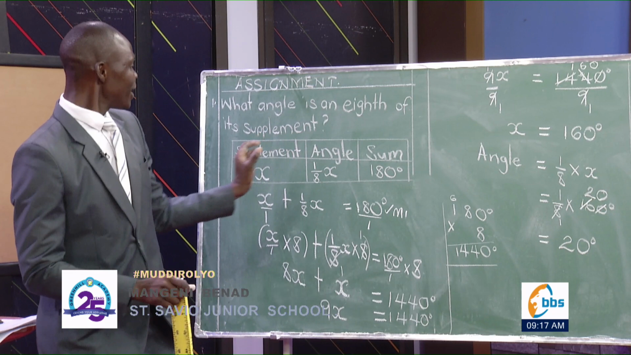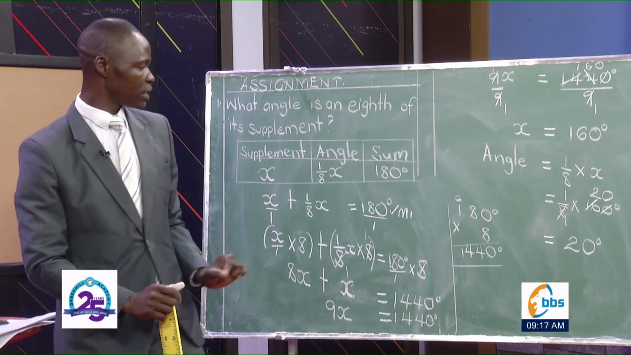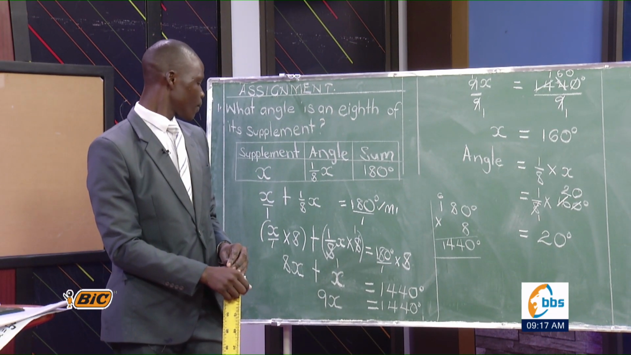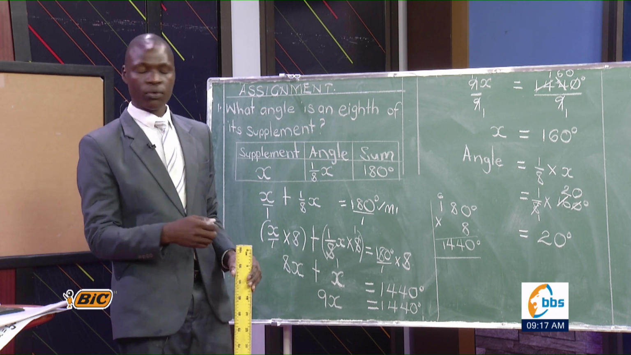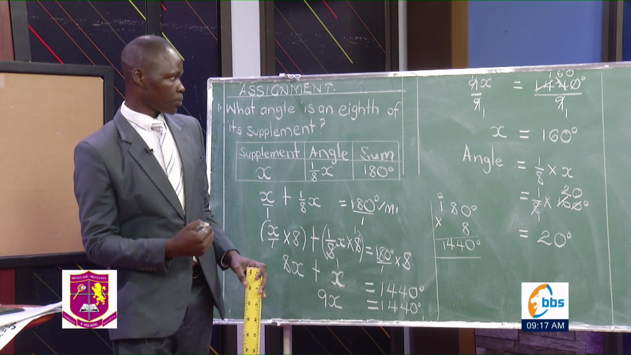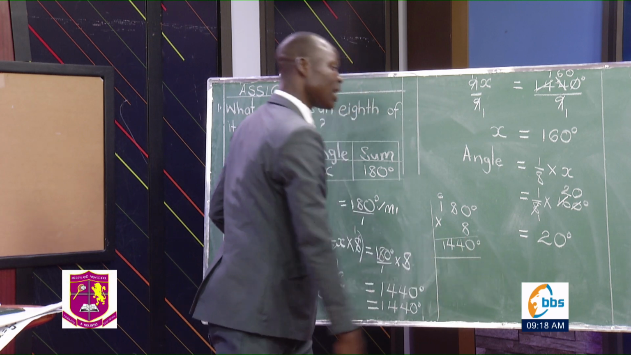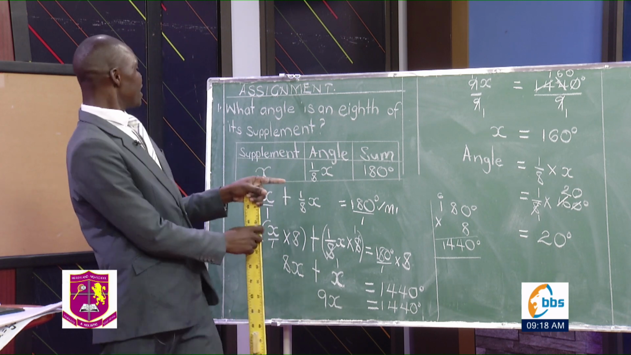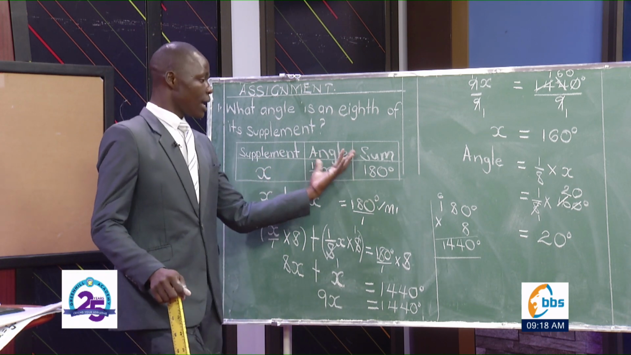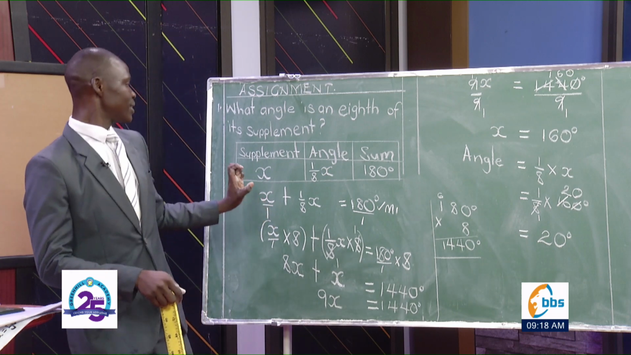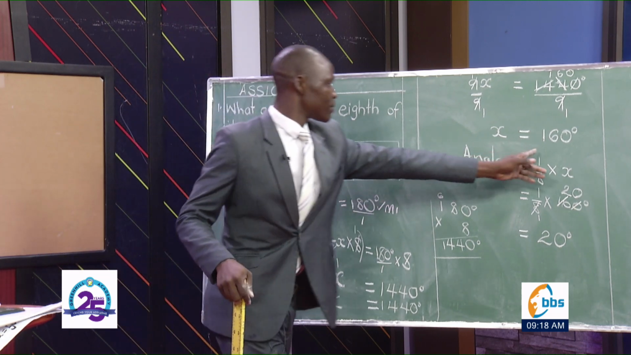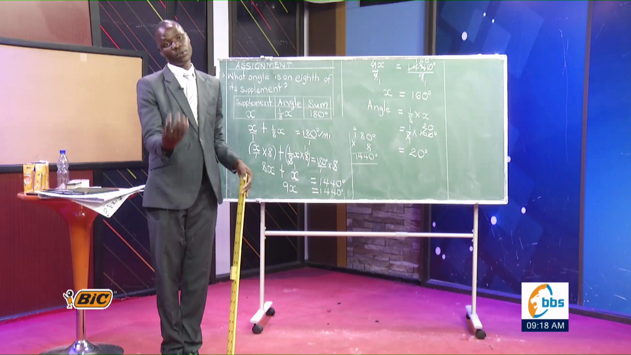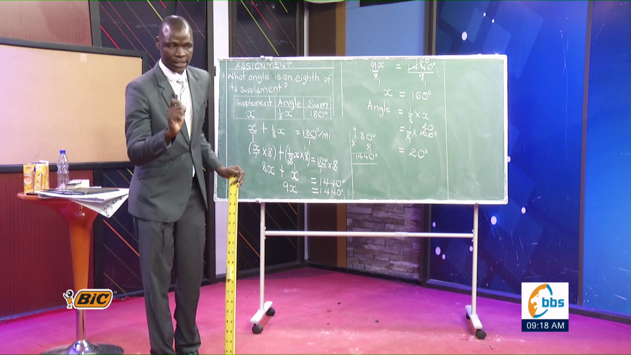So the angle which is an eighth of its supplement is now 20 degrees. You can try to prove if you don't mind, but when it's an exam, there is no need. So that means when the supplement is 160 degrees, the angle is 20 degrees. The supplement, 160 degrees, plus the angle, you will end up with 180 degrees. So our answer is very correct.